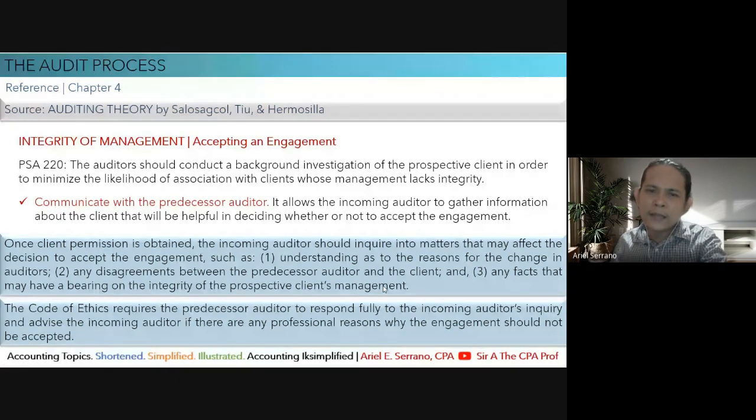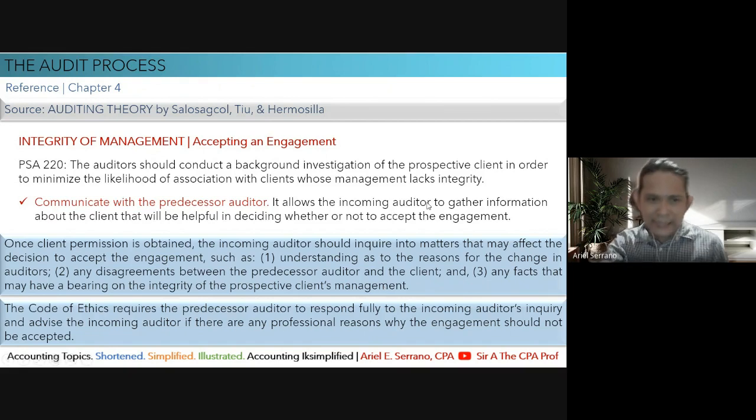Kaya hindi agad-agad tayo naniniwala na matapat yung kliyente na yon or hindi. So, dapat nandoon tayo sa middle ground. Fair dapat tayo. Hindi tayo nagpo-provide agad ng opinion na ganito yan, without support, para ma-verify na eto nga talaga, tama nga yung aking understanding.